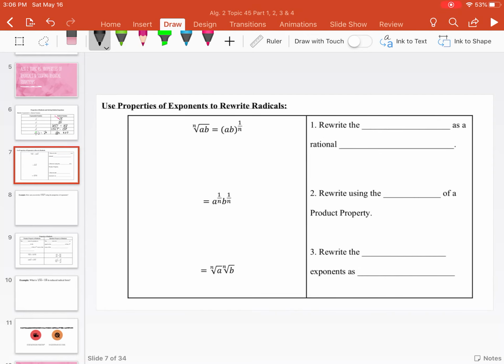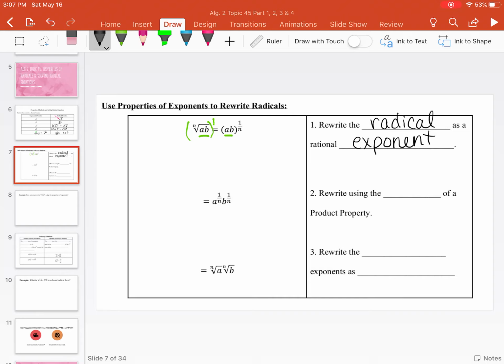Moving along to using properties of exponents to rewrite radicals. To rewrite the radical as a rational exponent, first, we can acknowledge that here we have ab, this entire quantity. If we have the nth root of ab, then this is the same thing as that same product, ab to the 1 over n, because this quantity on the left is really raised to the first power. Whenever we don't see an exponent, there's automatically a 1 there.